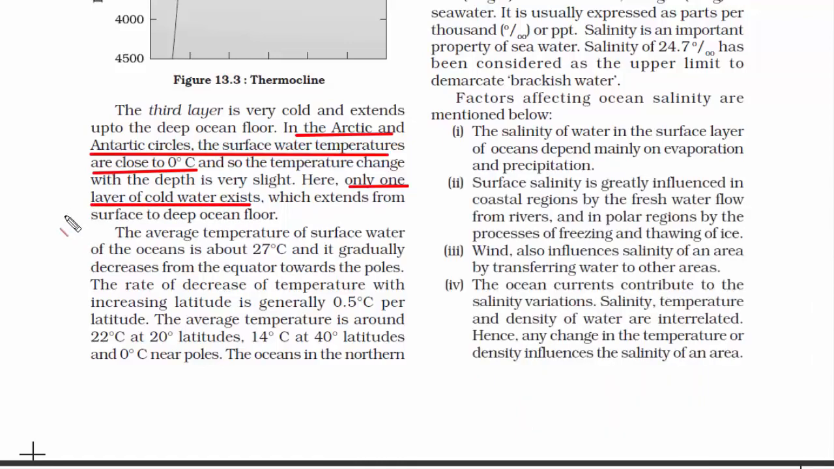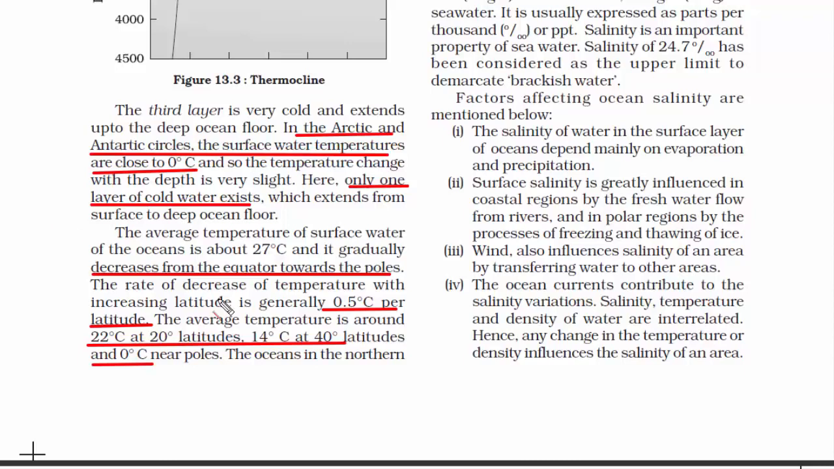The average temperature of surface water of the ocean is about 27 degrees Celsius, and it gradually decreases from the equator towards the poles, because we know the temperature drops as we move away from the equator. Now how much does the temperature drop? It is generally 0.5 degrees Celsius per latitude. That means for every latitude, the temperature drops by half a degree Celsius. So here it says, the average temperature is around 22 degrees Celsius at 20 degree latitudes and 14 degrees Celsius at 40 degree latitudes and 0 degrees Celsius near the poles.